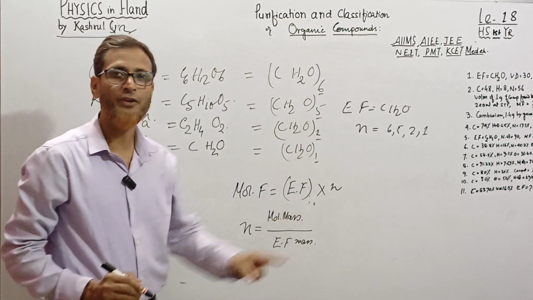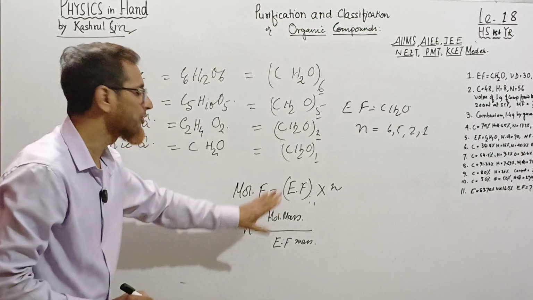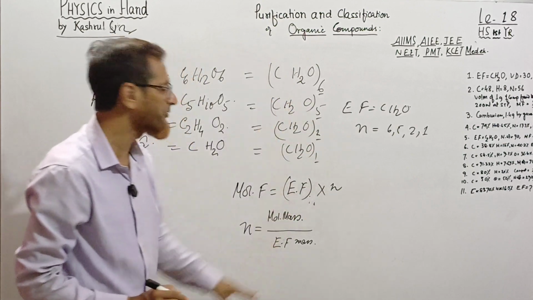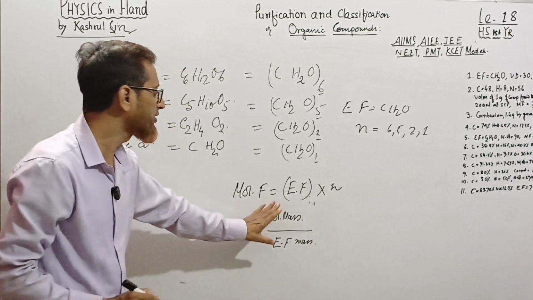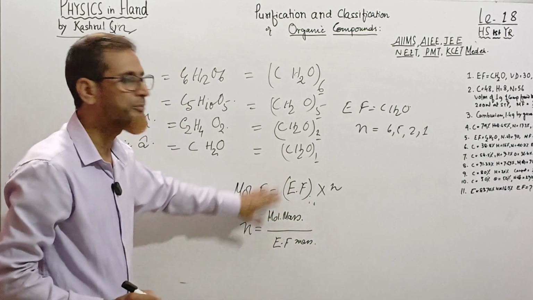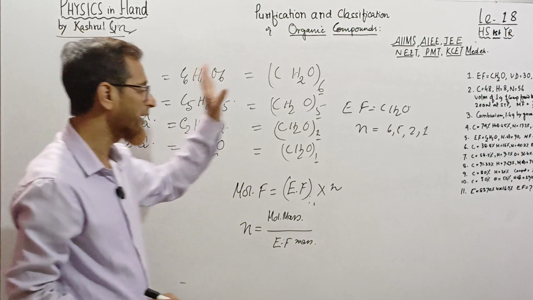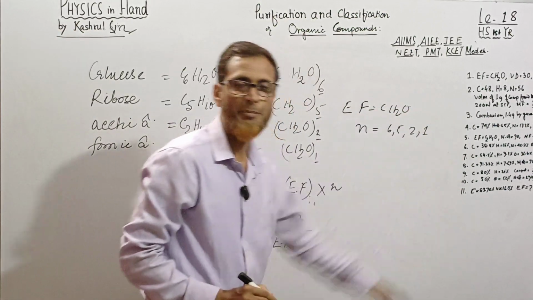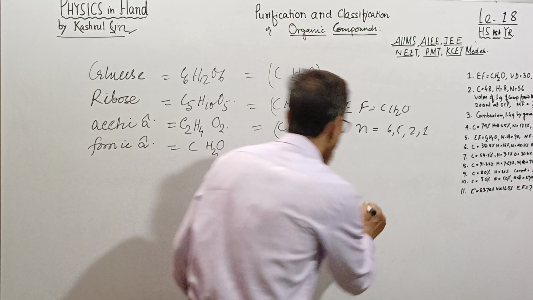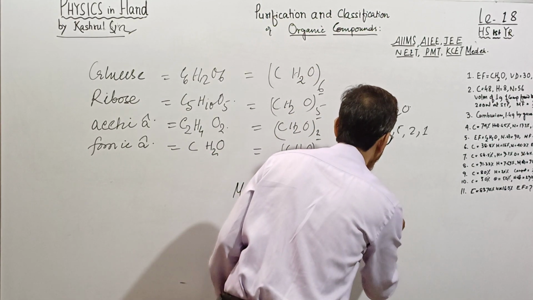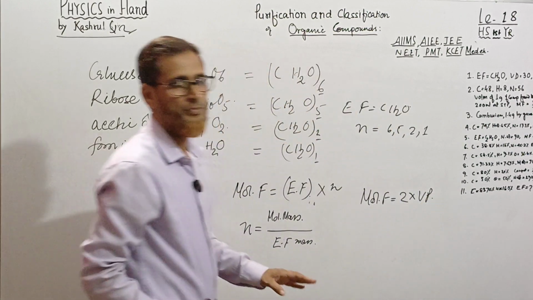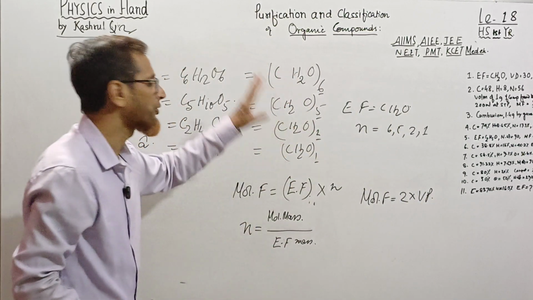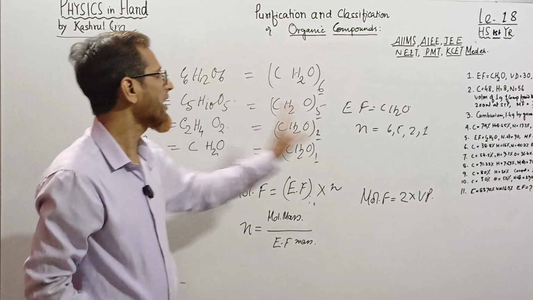If it is required to find n, then n is equal to the molecular mass of the substance divided by the empirical formula mass of that substance. This is the formula, and very often these two formulas will come in need in solving problems. I will check each and every one in detail. Another one is molecular mass is equal to twice the vapor density. Based upon these two formulae, we will solve each and every problem.